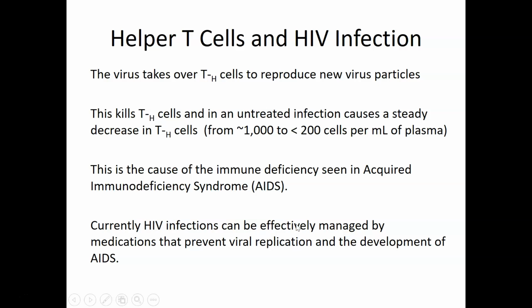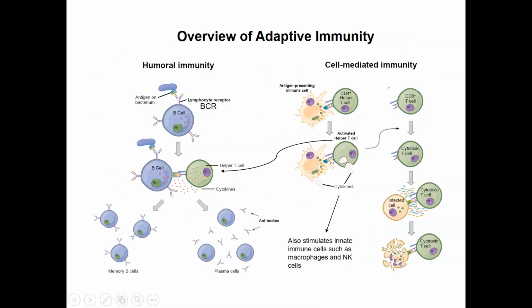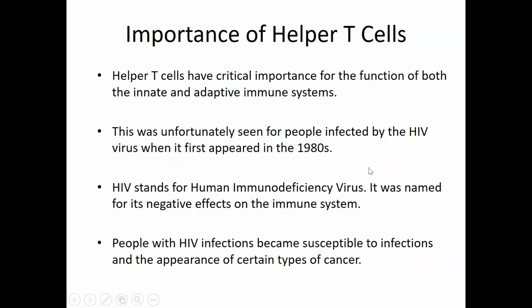So without the helper T cells, you don't have this function. You don't have all of these stimulations of other parts of the immune system going on, right? So that gets weaker and weaker. Your immune system is less and less effective through a developing HIV infection.